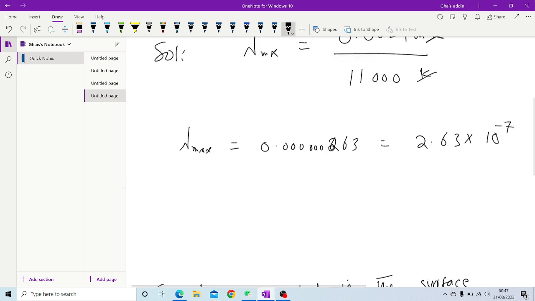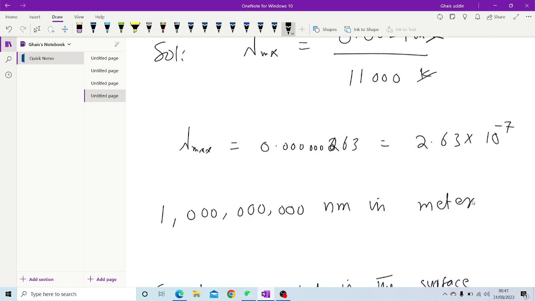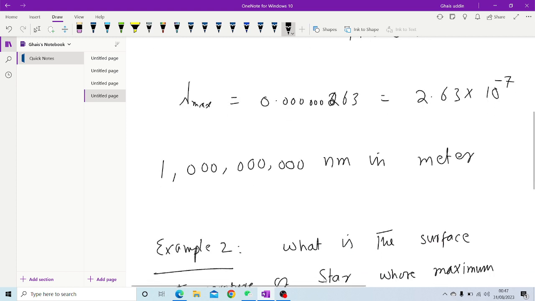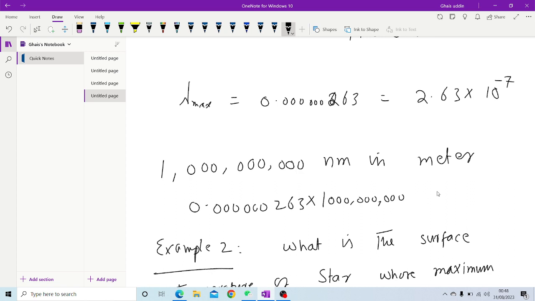So since we know there are 1 billion nanometers in a meter, we simply multiply our answer by 1 billion to convert it from meters to nanometers. So this is 0.000000263 times 1 billion, and this becomes 263 nanometer.